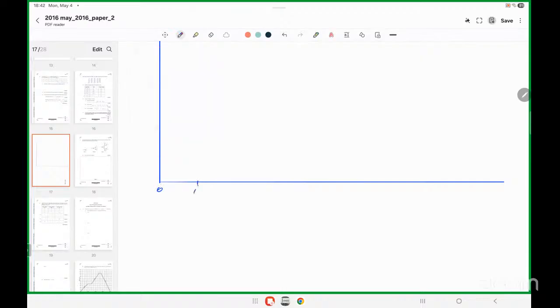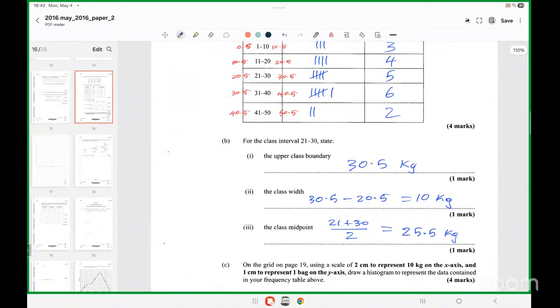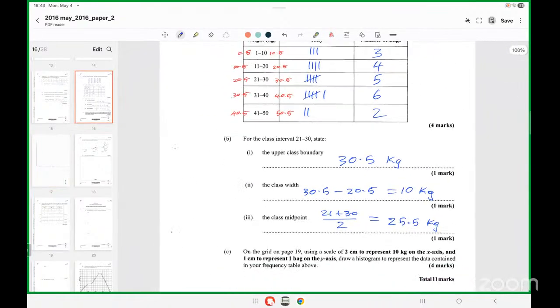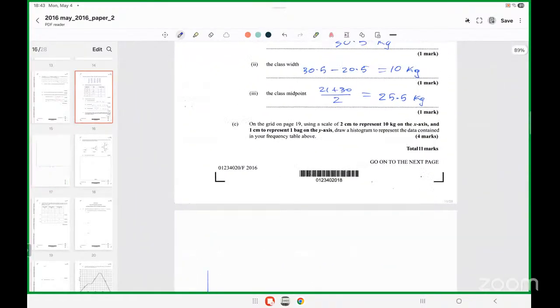So this is 0, 10, 20, 30, 40, 50. It goes up to 50, that's all. All right, up to 50, right? And then the frequency goes up to 6. Let me see what's given to them.